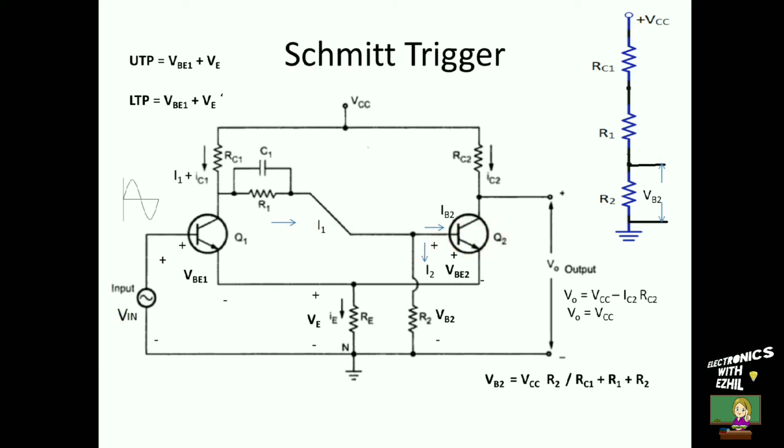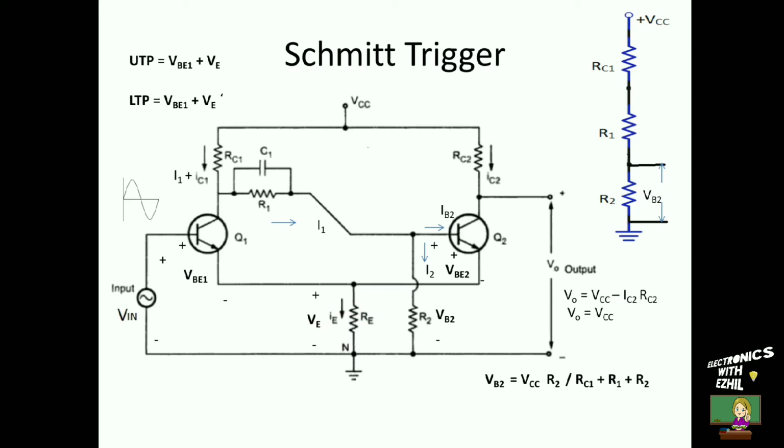Now we can calculate the voltage across the collector to emitter terminal of transistor 2, which is equal to VCC because the collector and emitter terminals are open circuited here. Now we can see the emitter current flowing through the resistor RE is due to the collector current IC1, because transistor 1 is in the on state. This emitter current will create a new voltage drop across the emitter resistance RE, which we can call VE prime.